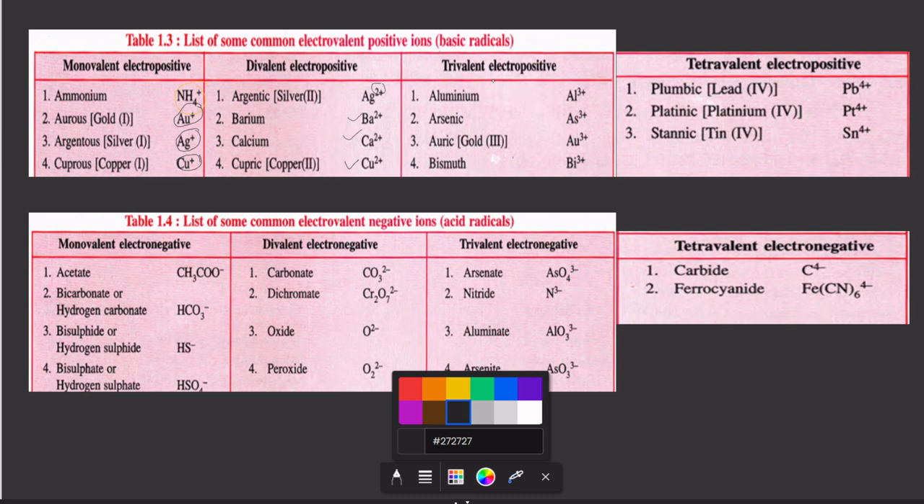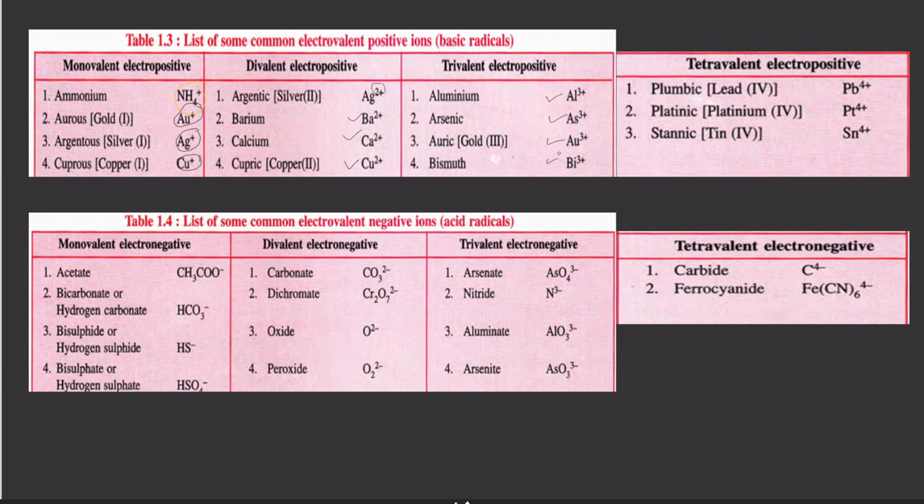Then arsenic, As3+. Auric or gold, Au3+. Again, gold is showing one more valency. Bismuth, Bi3+. Tetravalent, more than 3, that is 4. When the valency is 4: plumbic or lead, platinic, Pt4+, stannic, Sn4+. So these are some of the basic radicals.